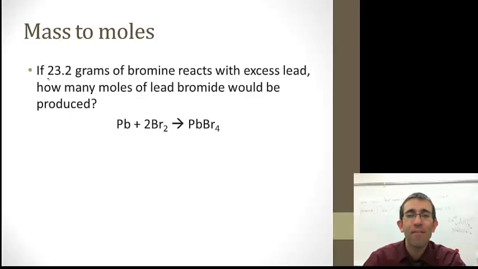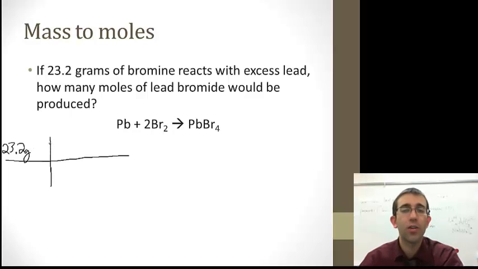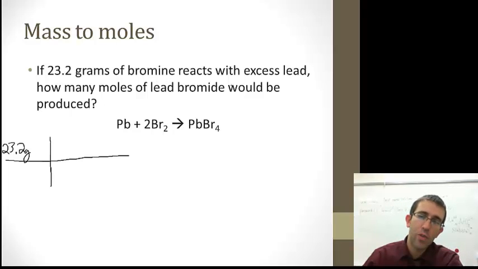Here we go, back. If you have 23.2 grams of bromine react with excess lead, how many moles of lead bromide would be produced? Alright, important part here. Every time, we know we're going to have a flow chart here. We know we're going to write our given, 23.2 grams. It's important that you're writing down your chemicals here. And this one, I just gave you the words for the chemicals.